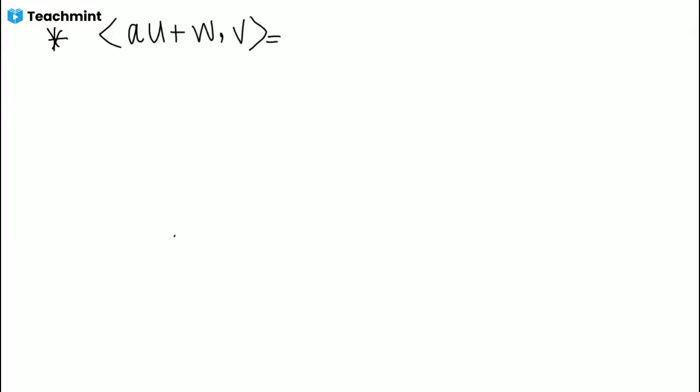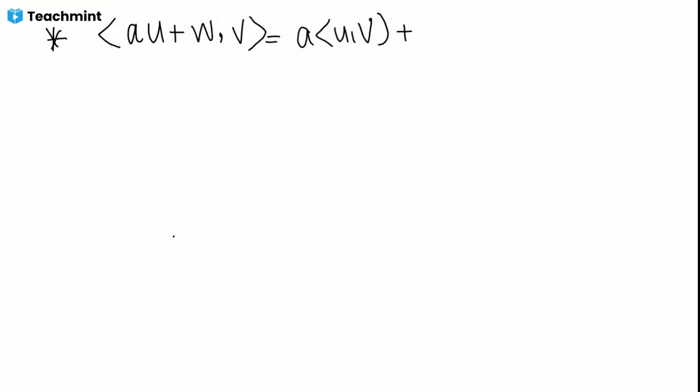First is, if we have the scalar a times u plus w, comma v, it is equal to a times u comma v plus w comma v.